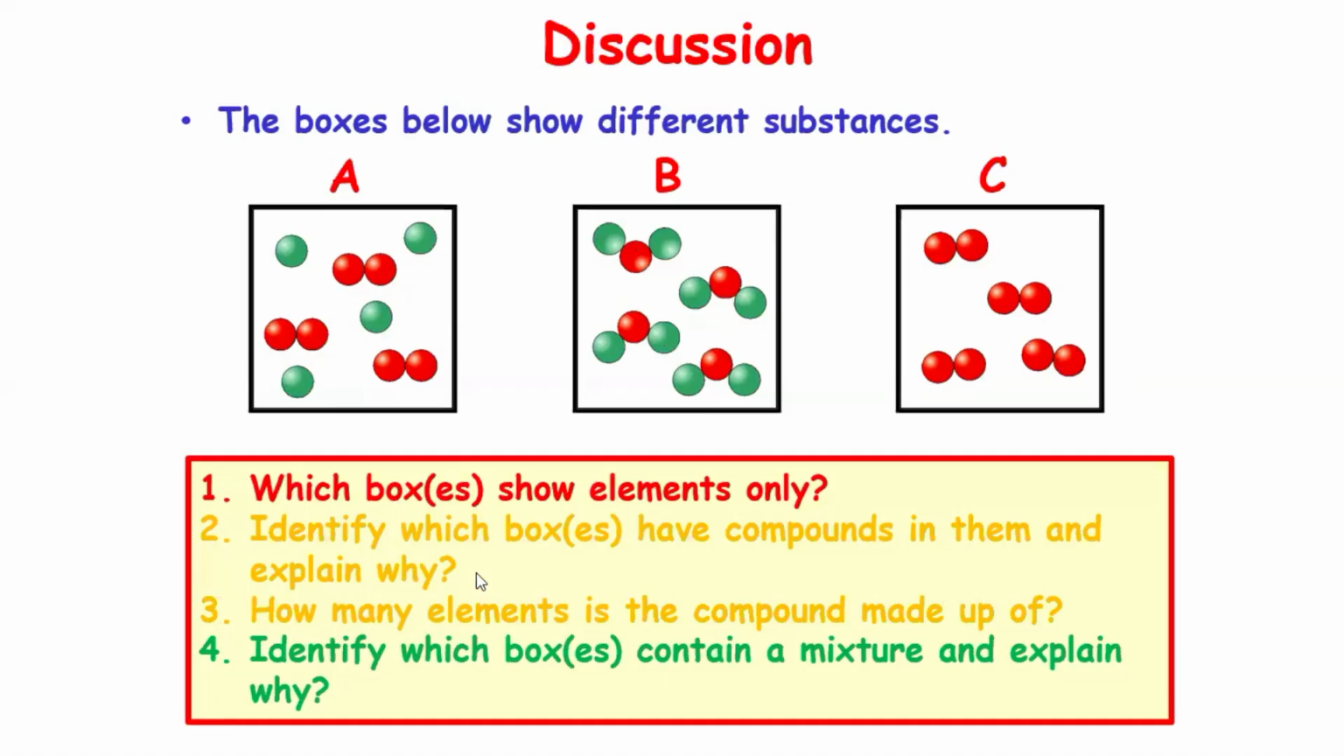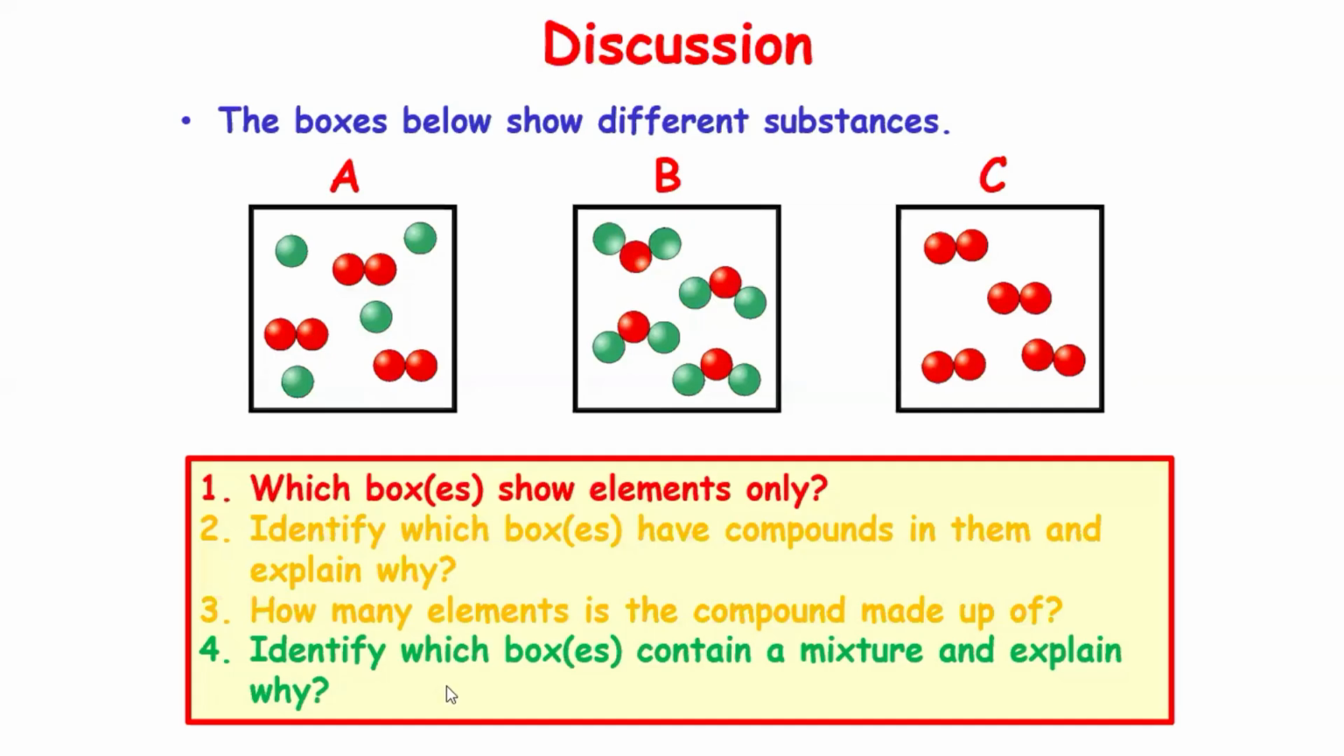Question 2, identify which boxes have compounds in them and explain why. Well, we've already said before, box B is the only box that shows a compound because these molecules have different types of atoms bonded together, which means that it's a compound. Question 3, how many elements is the compound made up of? Well, box B is the only one that has a compound, and there's 2 different types of atoms. There's the red ones and then the green ones. So there's only 2 different types of element that make up this compound.